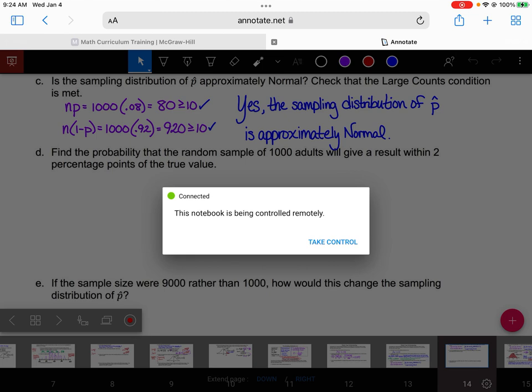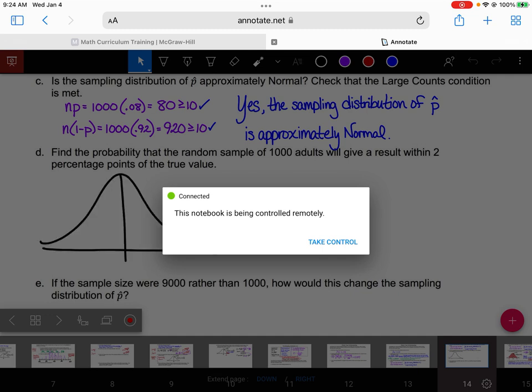Find the probability that the random sample of 1,000 adults will give a result within 2 percentage points of the true value. Within 2 percentage points of the true value. Where'd it go? There it is. Is this approximately normal? Yes. So I'm going to draw my normal curve.